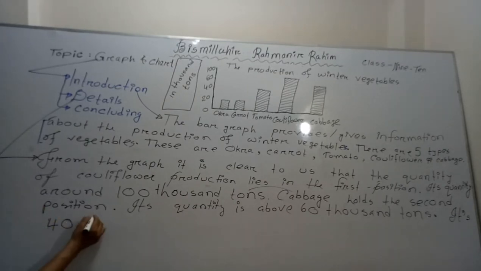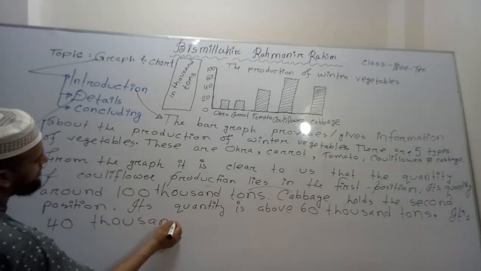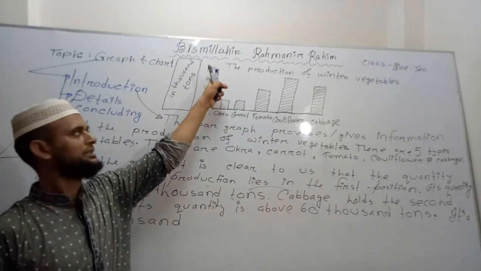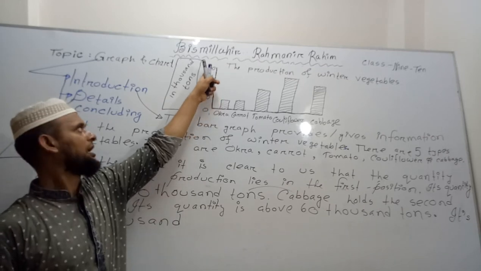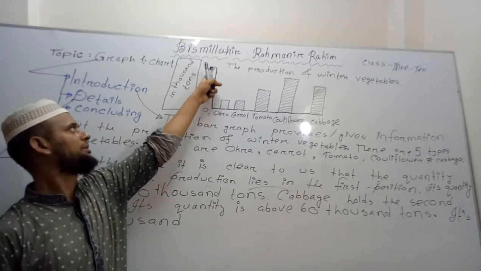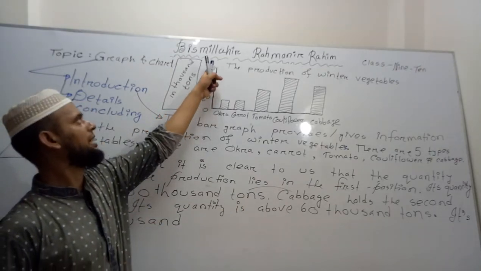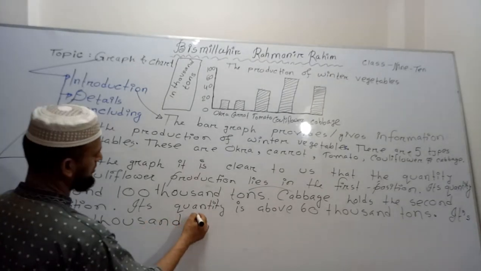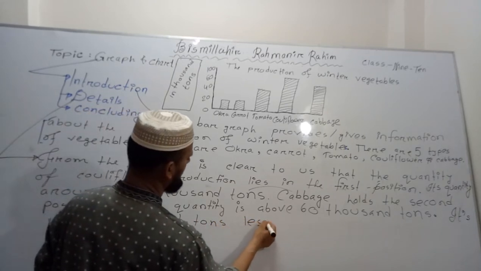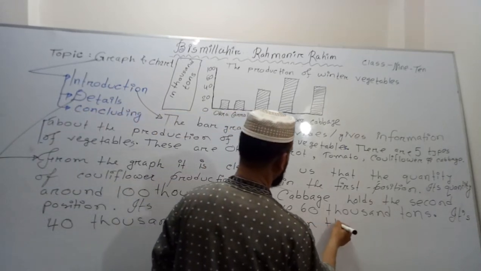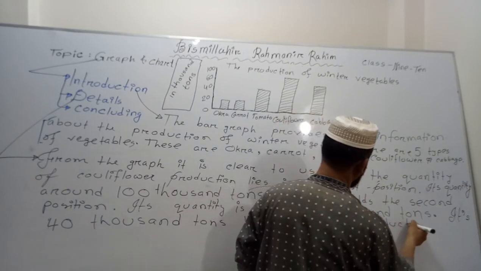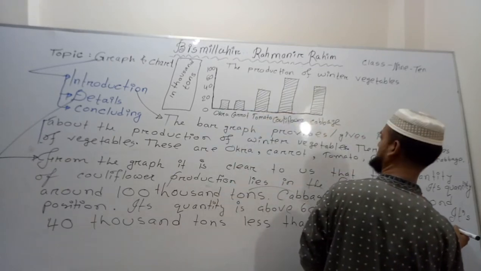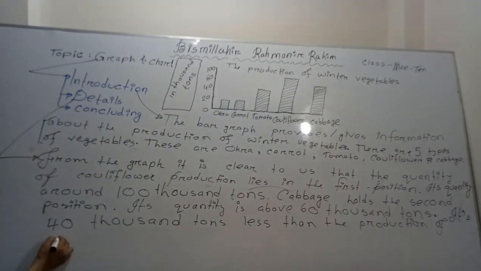It is 40,000. Just bear in mind, students, it is 40,000. Look: if you subtract 60 from 100, then the balance is 40. That means it's 40,000 tons less than the production of cauliflower.